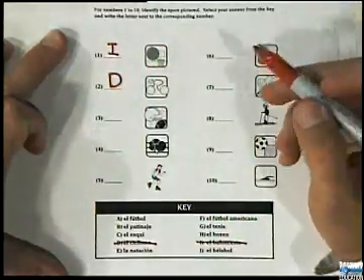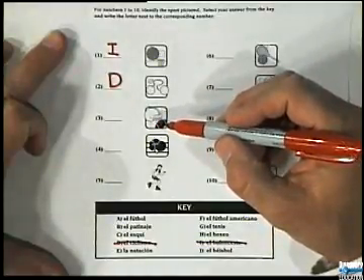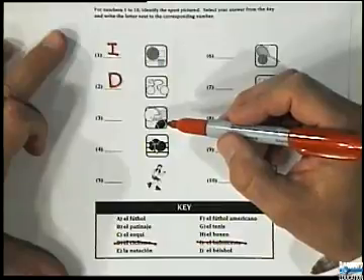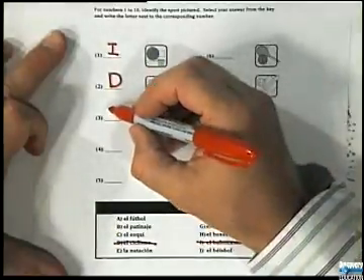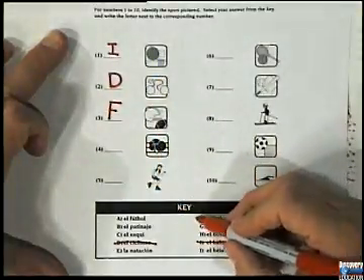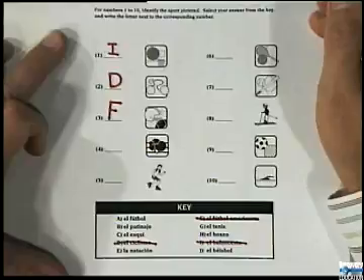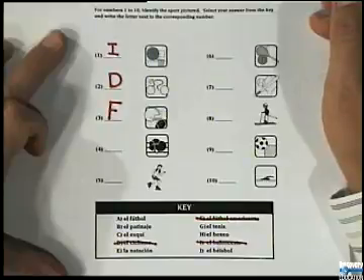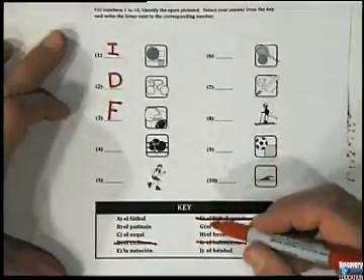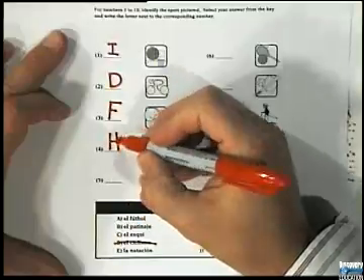Number 3, okay, this is football played in America. So this is el fútbol americano, letter F. Number 3 is letter F. Okay. Number 4 is a cognate. It's a cognate for boxing. So boxing is el boxeo, letter H.